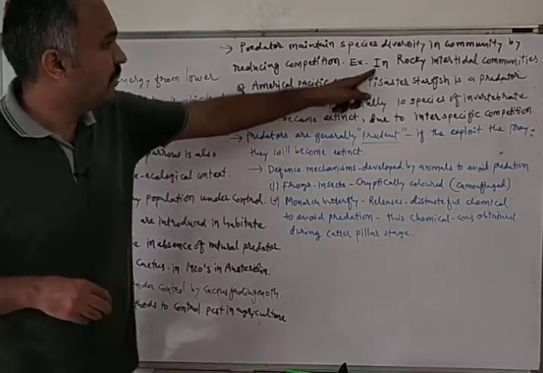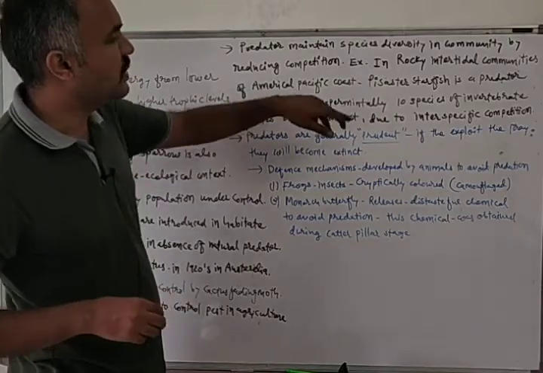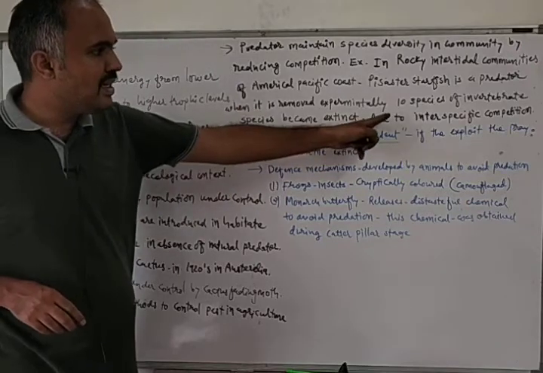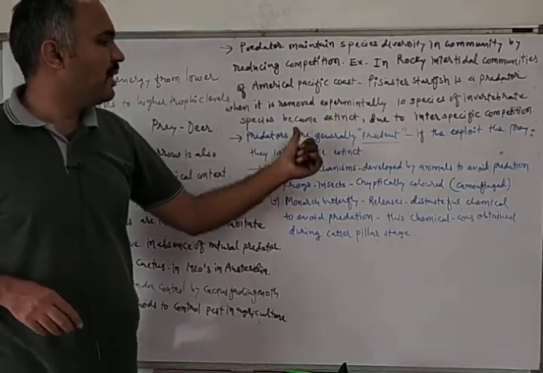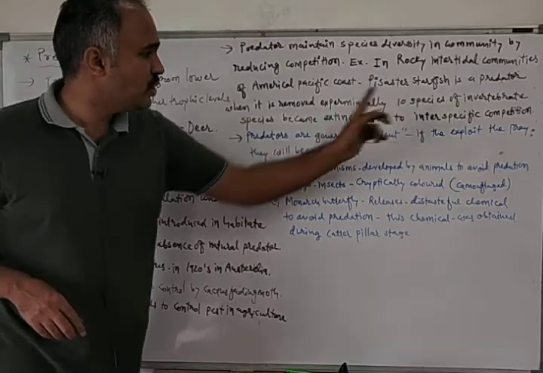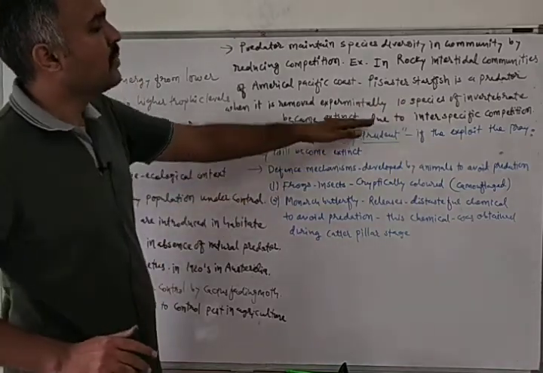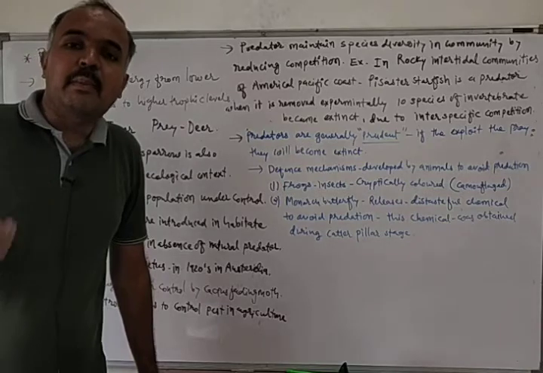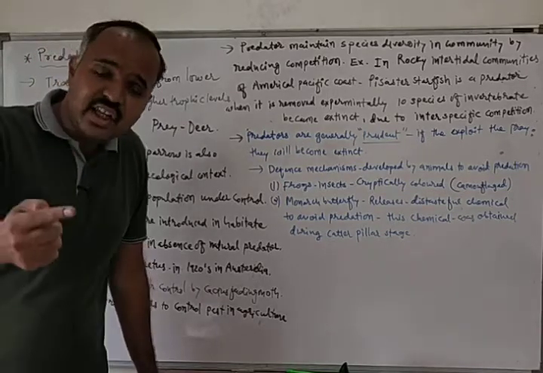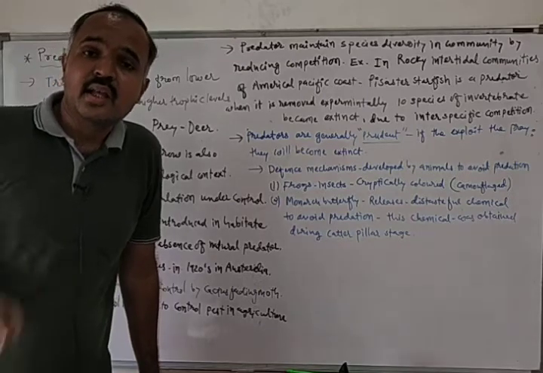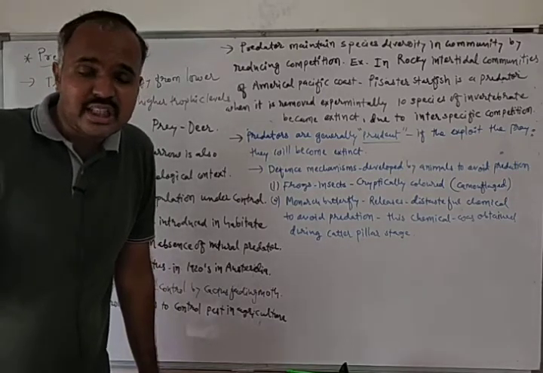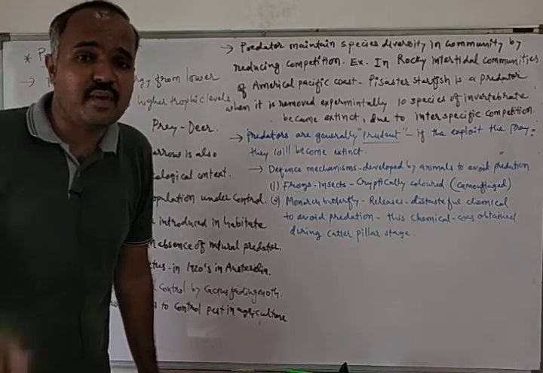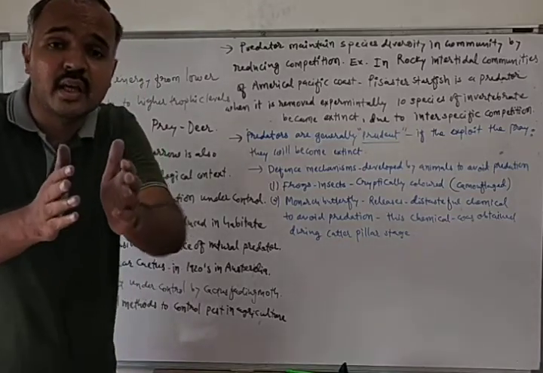So for example, in rocky intertidal communities of the American Pacific coast, Pisaster starfish is a predator, and when it is removed experimentally, 10 species of invertebrates become extinct due to interspecific interaction. So in the absence of a good predator, the prey species will become extinct because of interspecific interaction, or interspecific competition.